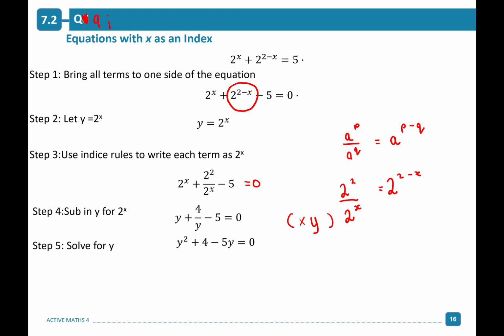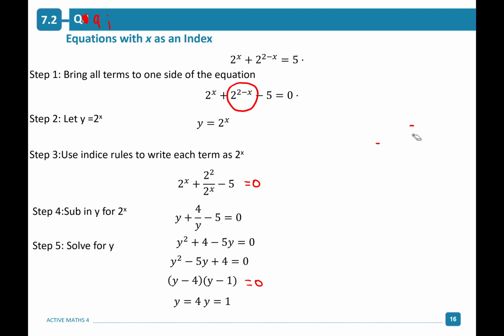We now want to solve for y. To do this, I'm going to rearrange my equation so it's written in the form of ay squared plus by plus c. To solve for y, I must factorize my equation. I need the factors of my constant term that add to make my middle value. The factors of 4 that make minus 5 are minus 4 and minus 1. This gives us y minus 4 and y minus 1 equals 0. I now want to solve for y, so I put both brackets equal to 0 and solve. This leaves us with y is equal to 4 and y is equal to 1.